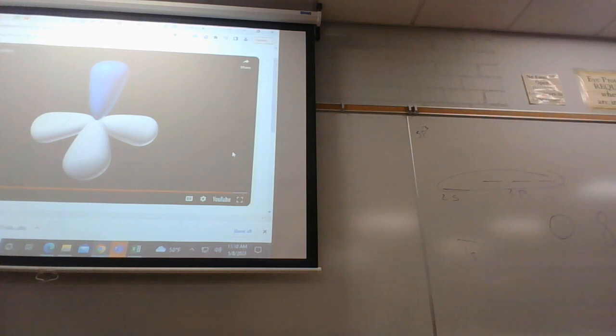SP2, trigonal planar. This is a linear arrangement. SP2 is trigonal planar with one unhybridized P perpendicular. This would be the top view. And then SP3, which would be a tetrahedral arrangement of orbitals. So these are all our atomic orbitals here.